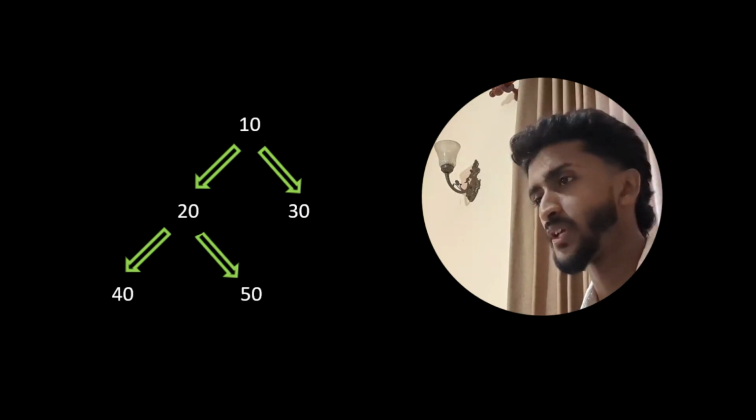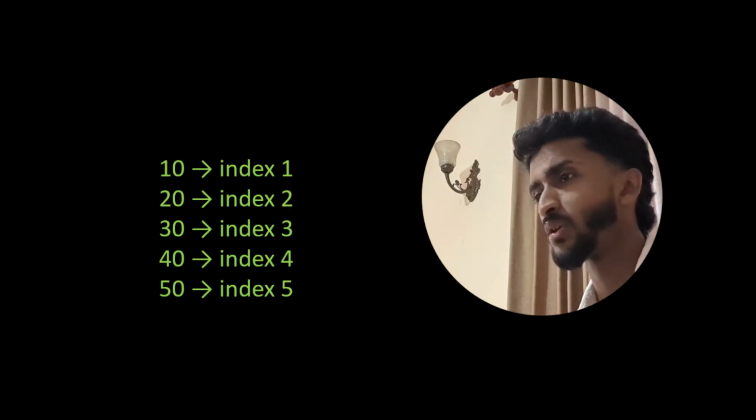When we store this tree in an array, 10 goes to index 1, 20 to index 2, 30 to index 3, 40 to index 4, and 50 to index 5. Again, using the same formulas, we can find the parent and children very easily. This is why array representation is simple and very fast.